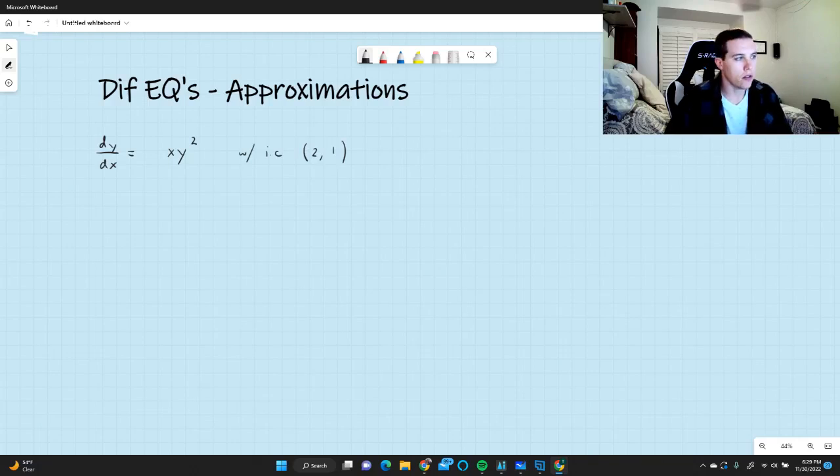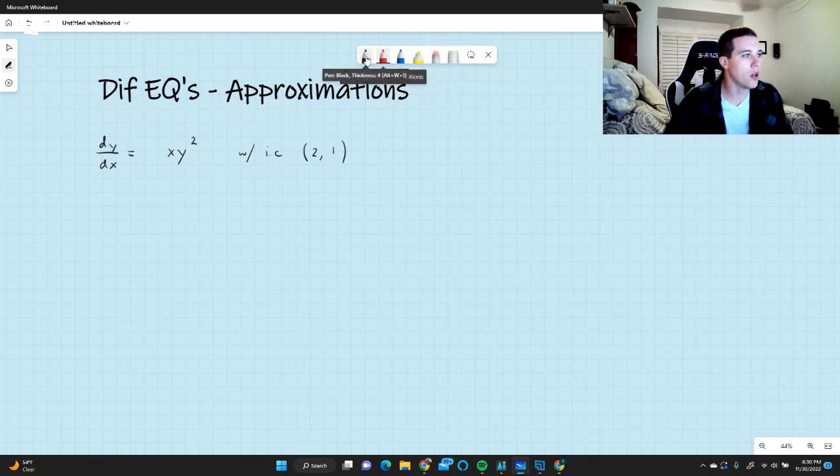Hello, everyone. Okay, so this is differential equations, and the idea here is we're going to find approximations using three strategies. Two of them we've seen before in AB. The third one, called Euler's method, you have not seen. It is a BC only topic.